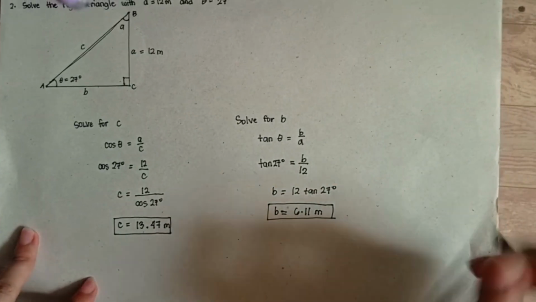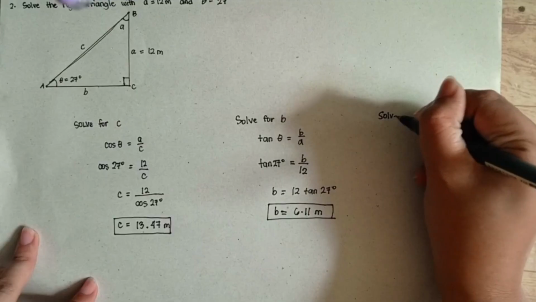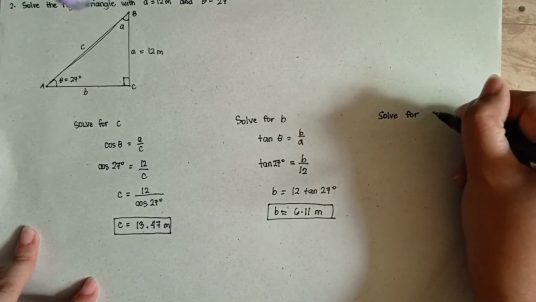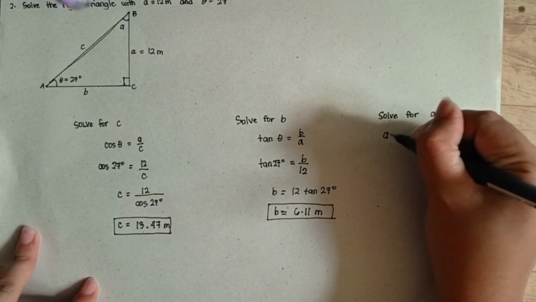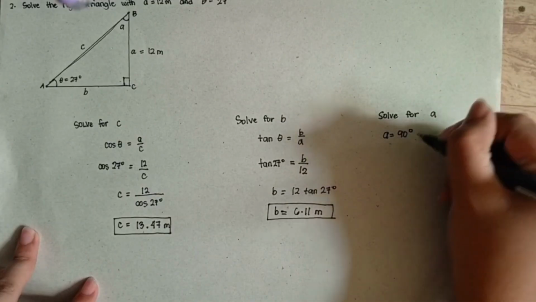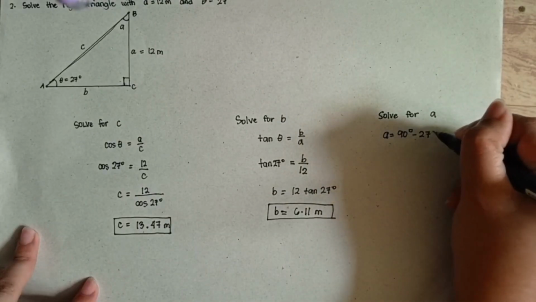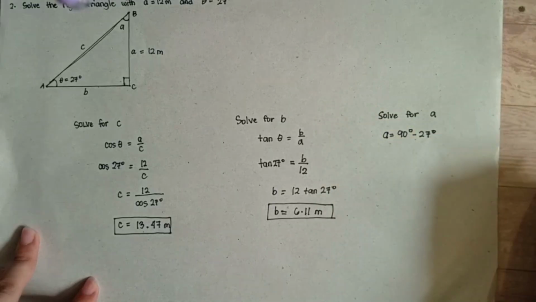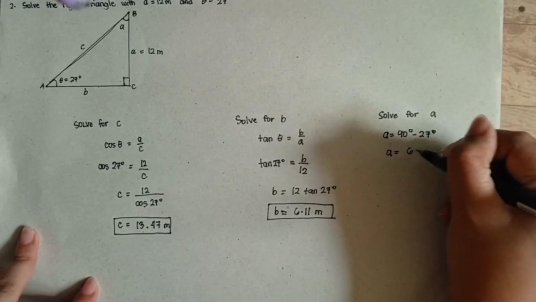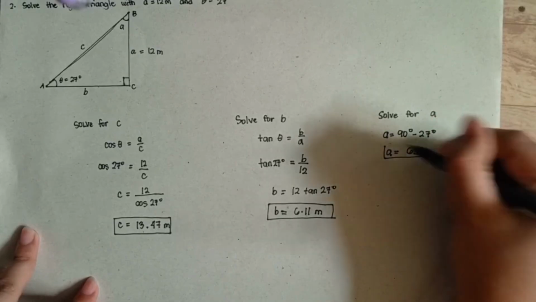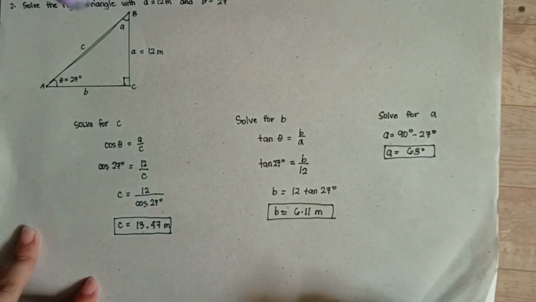And finally, let's solve for angle A. Since the triangle is a right triangle, the two acute angles are complementary, meaning their sum is 90 degrees. So angle A is equal to 90 minus 27 degrees. Therefore, angle A is equal to 63 degrees.